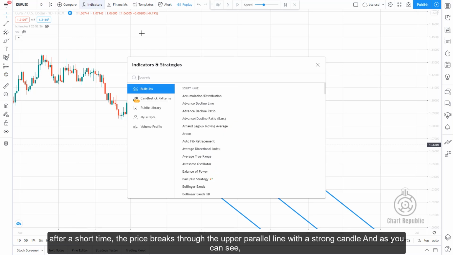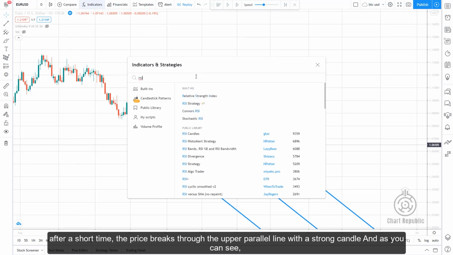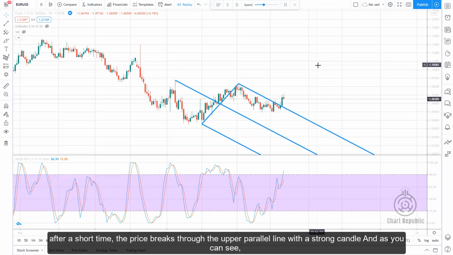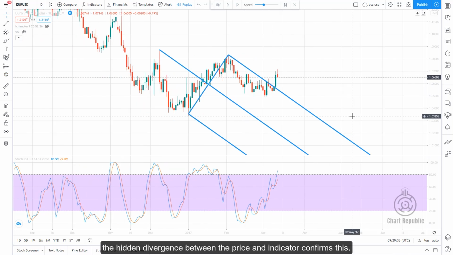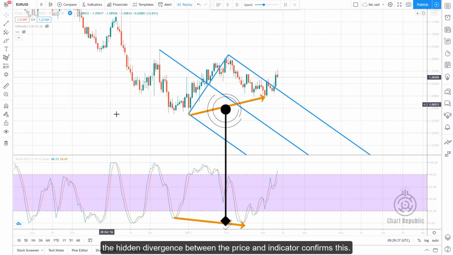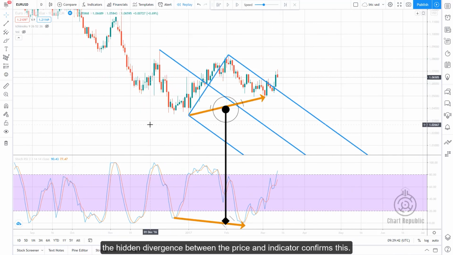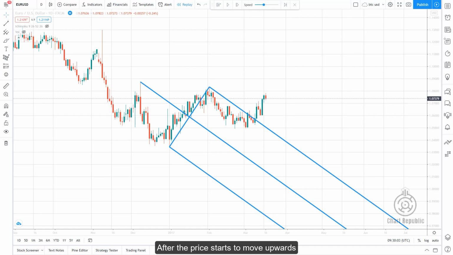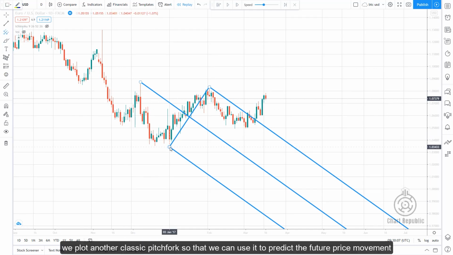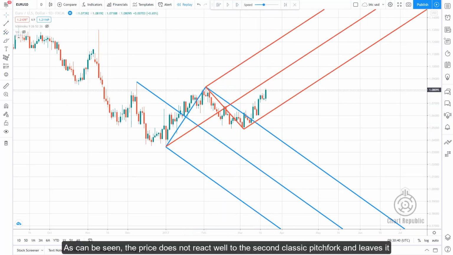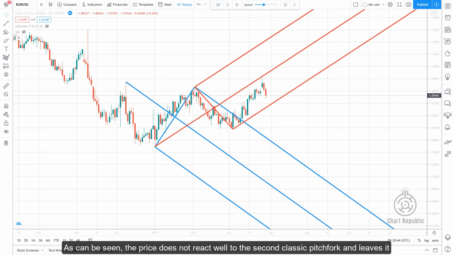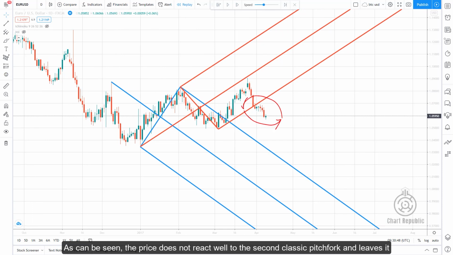A short time later, the price broke through the upper parallel line with a strong candle. Additionally, the hidden divergence between the price and the indicator confirmed this move. Following the breakout, the price retraced to this level and continued its upward move, so we might see more gain. As evident, the price didn't respond well to the second classic pitchfork and moved away from it.